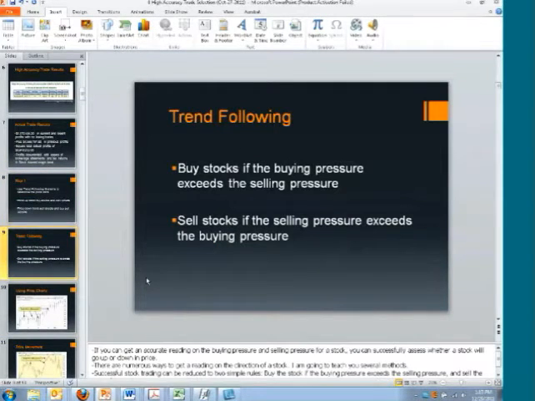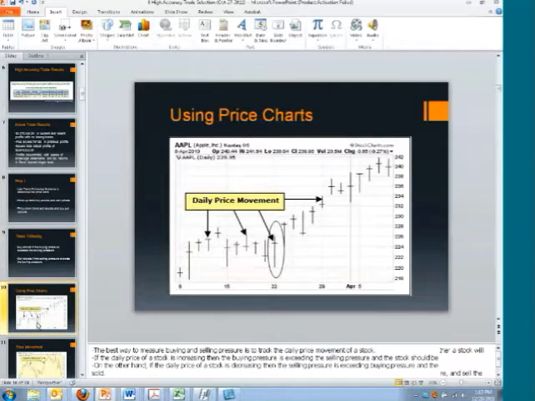Okay, and the basic concept behind trend following is we want to buy stocks if the buying pressure is exceeding the selling pressure, and we want to sell stocks if the selling pressure exceeds the buying pressure. So we were able to actually measure this buying pressure and selling pressure using moving averages. And here's a snapshot of a daily price chart.